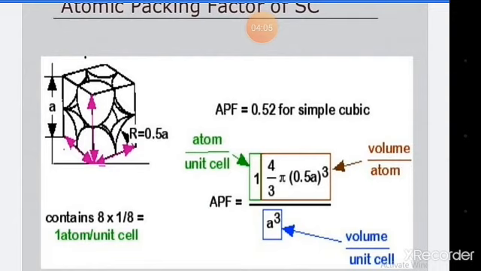Atomic packing factor of simple cubic. Already I said APF is equal to volume of atoms per volume of unit cell. In this case, number of atoms in unit cell is equal to 1. Hence, volume of atoms is equal to 4 by 3 pi, a by 2 whole cube. The volume of unit cell is equal to a cube. Therefore, atomic packing factor is equal to pi by 6. The value is equal to 0.52.